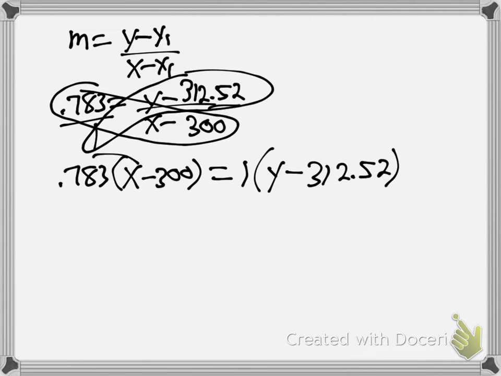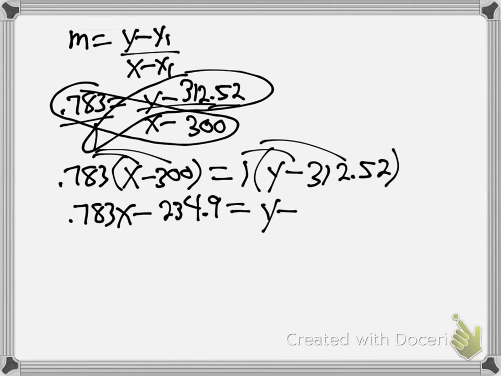And so now we distribute. 0.783x minus, I have no idea, 200 something? 234.9? Thank you. And this one, I can do a 1. All right, we get to there, and now we're supposed to solve for y, right? It's always about getting y alone.